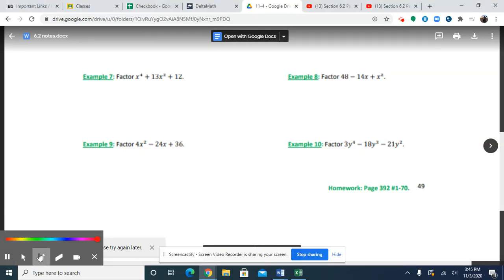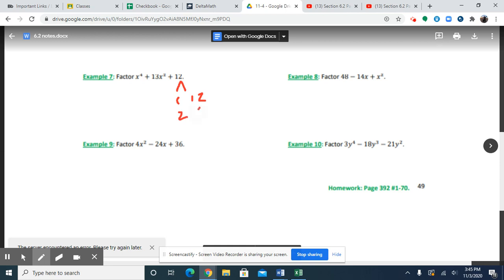All right, so let's look at example 7. Now, with this one, the only thing that is a little bit different is that we have x to the 4th power, and we also have 13x squared plus 12. Now, what we're going to do is the same thing. We're going to take the factors of 12, and this one has a little more factors, so 1 and 12.